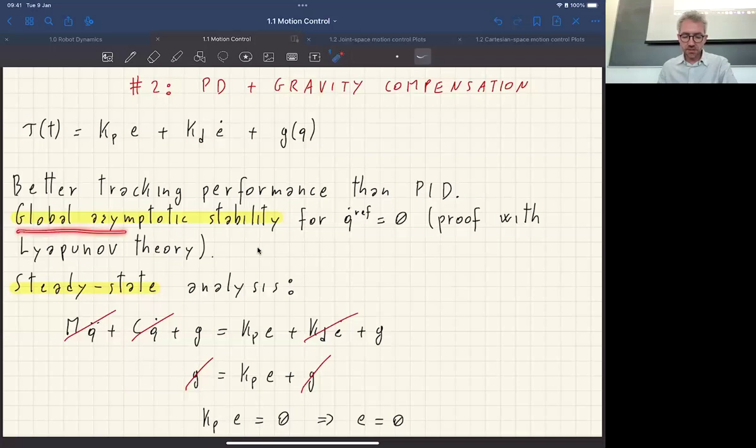So global asymptotic stability, what does it mean in practice? It means that it doesn't matter what your starting configuration is. You're always going to reach the reference q_ref asymptotically, so in infinite time. And it's not only about convergence, not only about what's going to happen in the long run, it's also about stability. So if you start close, you're going to remain close. You're not going to deviate, going far away before reaching it. You're going to stay close. That's what stability means in an intuitive sense.